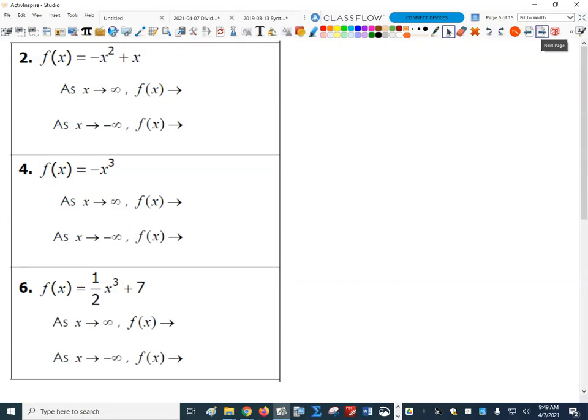As x approaches infinity, f of x approaches what? Negative infinity. Okay, good. As x approaches negative infinity, f of x approaches negative infinity. And the reason being, if I look at the behavior of that leading term, that's the behavior of the leading term, isn't it?